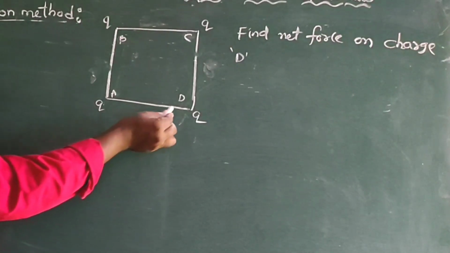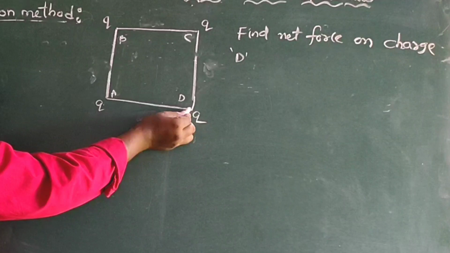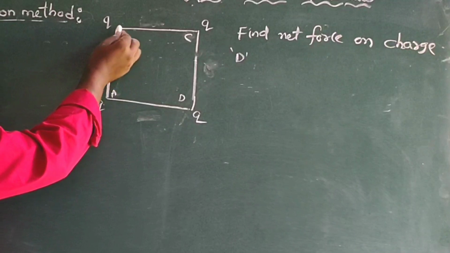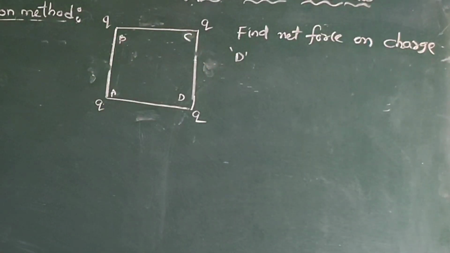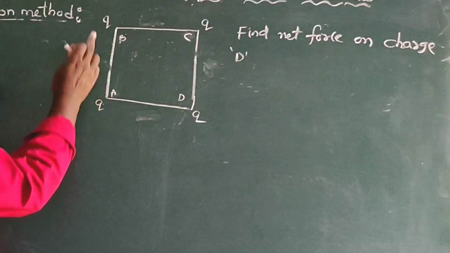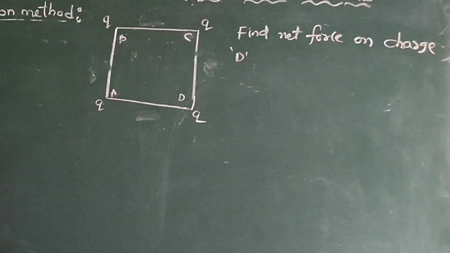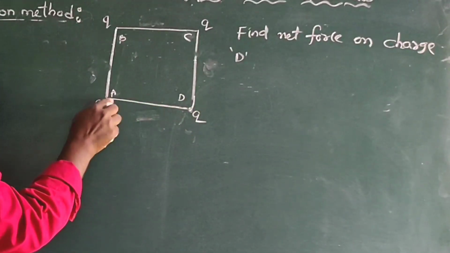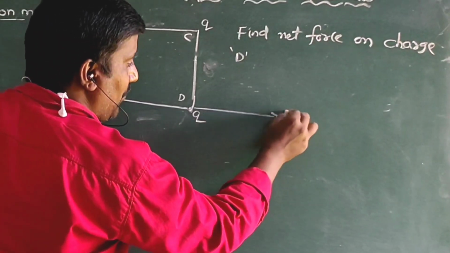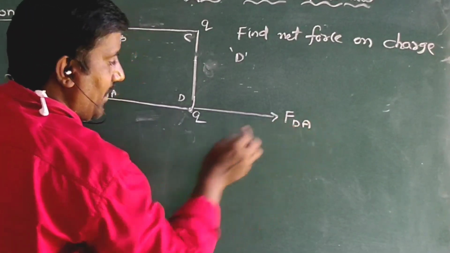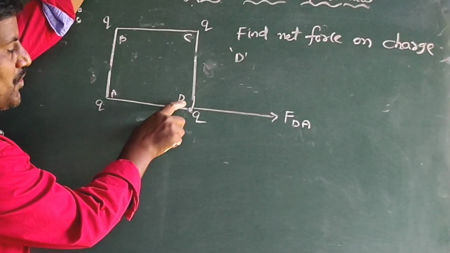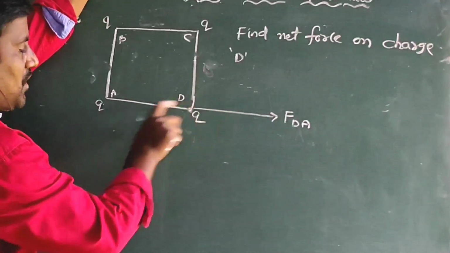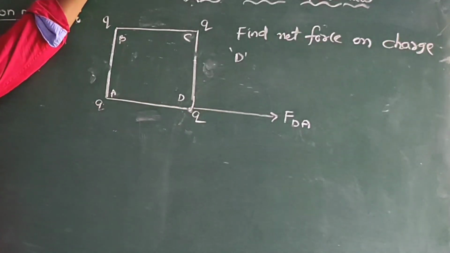So the net force on charge Q, due to the remaining 3 charges, the charge at A, the charge at B, the charge at C. Let's see, all are the same equal charges, plus Q, plus Q, plus Q, plus Q. So the force on D charge due to the charge A is FDA. This charge is repelled by this charge because both charges are the same.